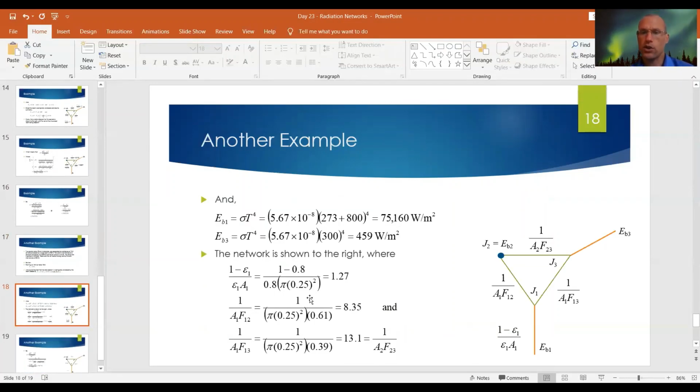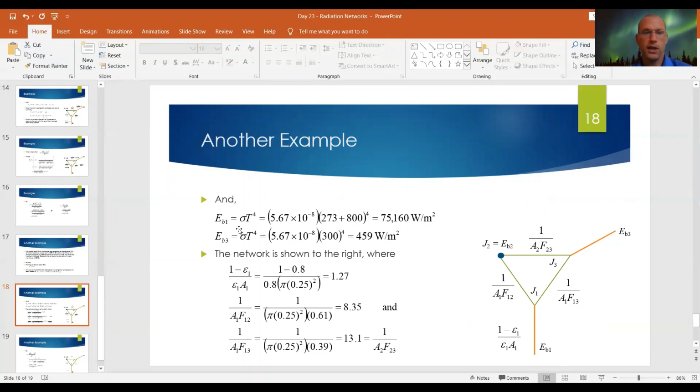In terms of the radiation network, again, it's going to look very similar to what we had before, just slightly different numbering, because now what I'm going to call object 2 is disk 2, and that's the one that's insulated. Object 1 is the disk at 800 Celsius. Object 3 is the surrounding room.